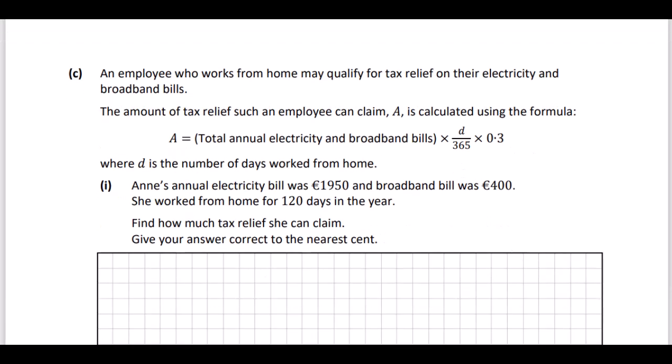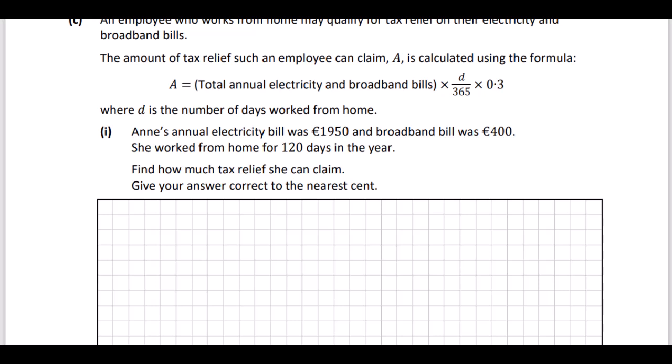An employee who works from home may qualify for tax relief on their electricity and broadband bills. The amount of tax relief such an employee can claim, A, is calculated using the formula A is equal to the total annual electricity and broadband bills times D over 365 times 0.3, where D is the number of days worked from home. Anne's annual electricity bill was 1,950 euros and broadband bill was 400 euros. She worked from home for 120 days in the year. Find out how much tax relief she can claim. Give your answer correct to the nearest cent.